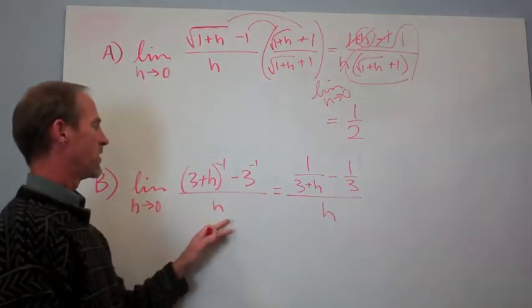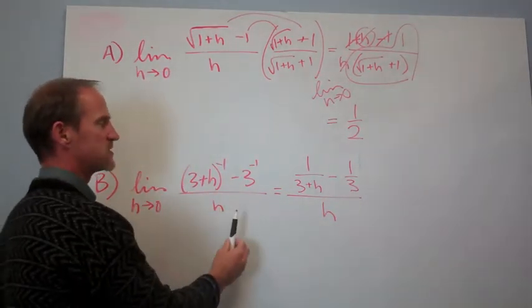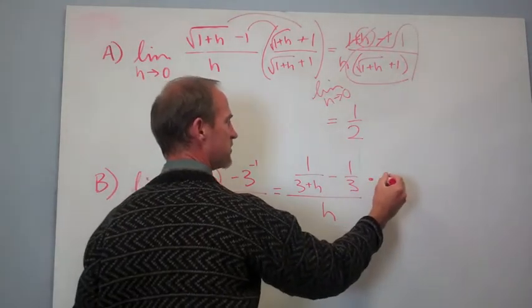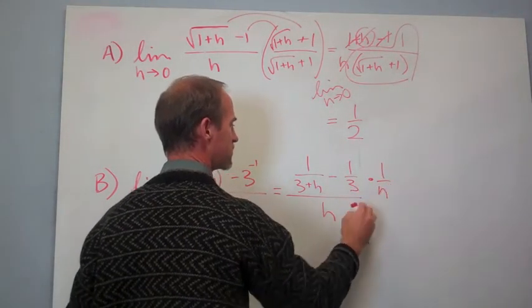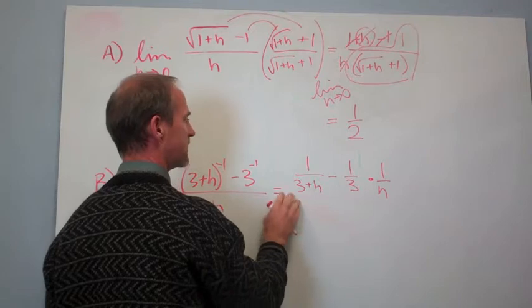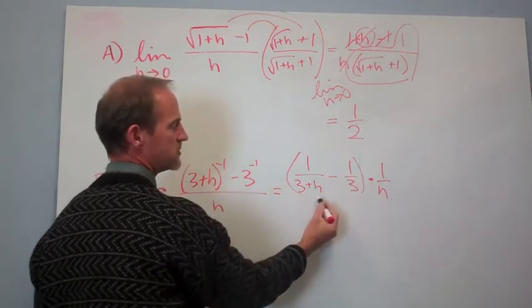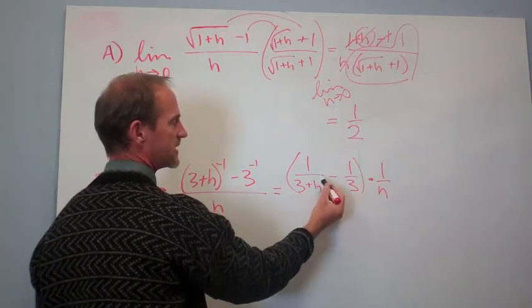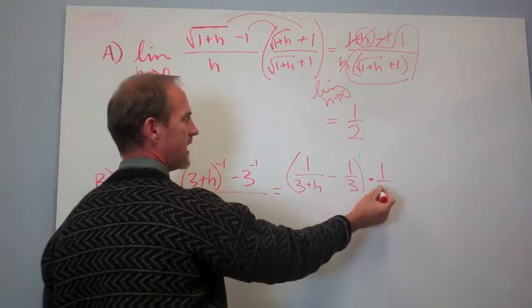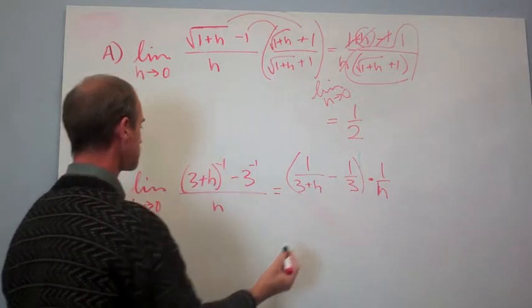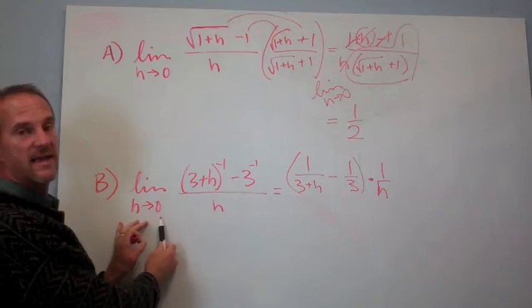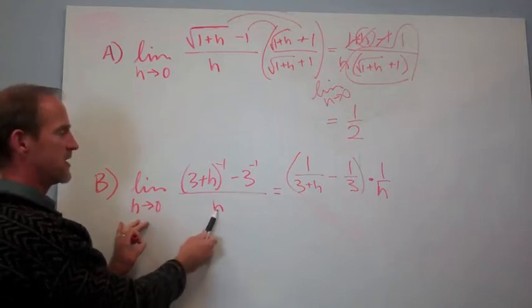Alright? Well, dividing by h is the same as multiplying by its reciprocal. So I'm going to just multiply it by 1 over h and get rid of all this. So I'm going to do the math on this fraction, find a common denominator and add, and then multiply it by 1 over h. Again, just to review, I can't plug in 0 because I've got 0 there in the denominator.